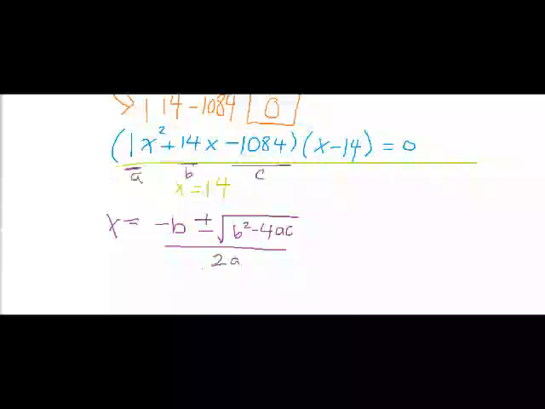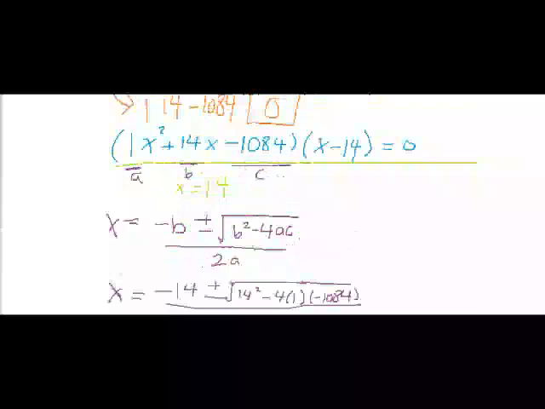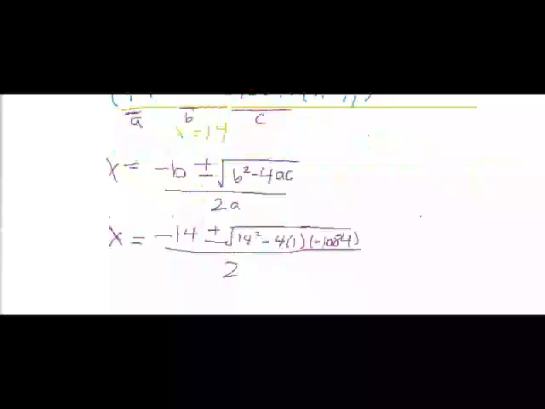So let's plug in these values here. x is equal to negative 14 plus or minus the square root of b squared, 14 squared, minus 4 times 1 times negative 1084, and that is all over 2a. And our a is 1, so 2. If we work this out, we will end up with two answers: x is equal to 26.66 and x equal to negative 40.66.